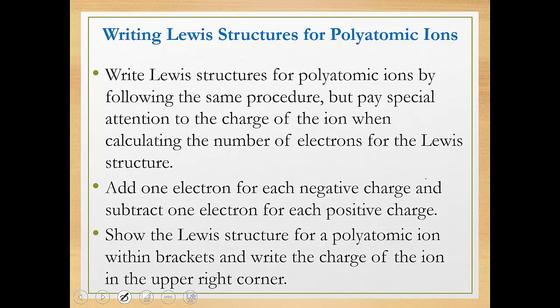Now, writing a Lewis structure for a polyatomic ion follows the exact same procedure, but you just have to be careful to account for the charge on the ion when you get your number of valence electrons. Be sure to add for negative charges and subtract for positive. And then when you complete the Lewis structure, be sure to draw it within brackets and write the charge of the ion. That's how you indicate that it is an ion and not a covalent compound.